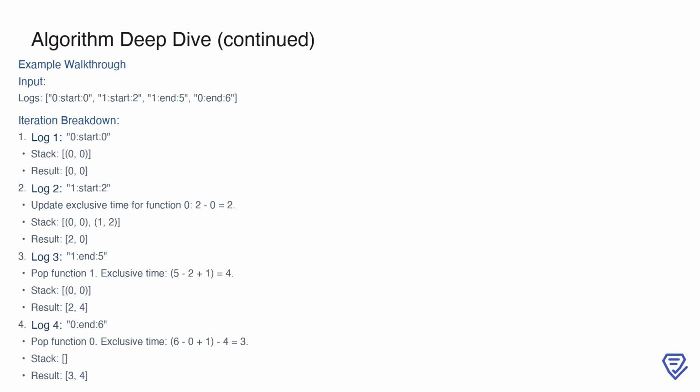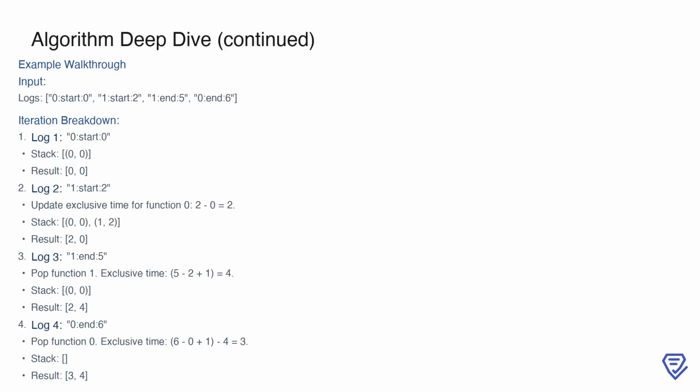Next, for the log 1 start 2, we update the exclusive time of function 0 to 2, since the new function starts at timestamp 2. We then push function 1 onto the stack. The result array becomes 2, 0. Now, processing 1 end 5, we pop function 1 from the stack.